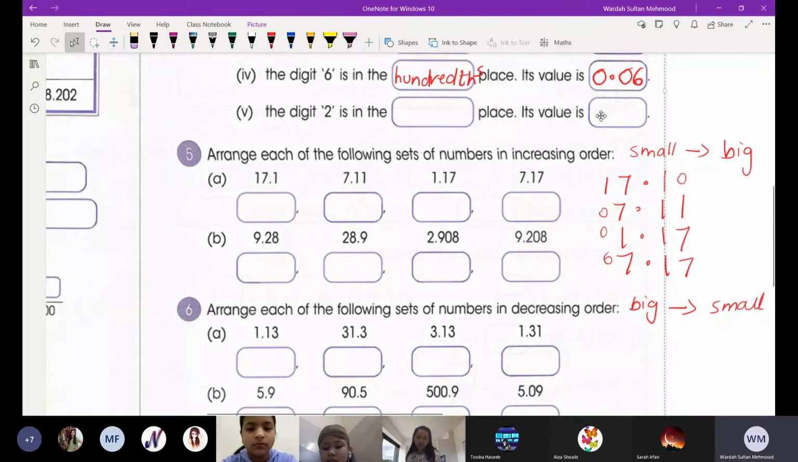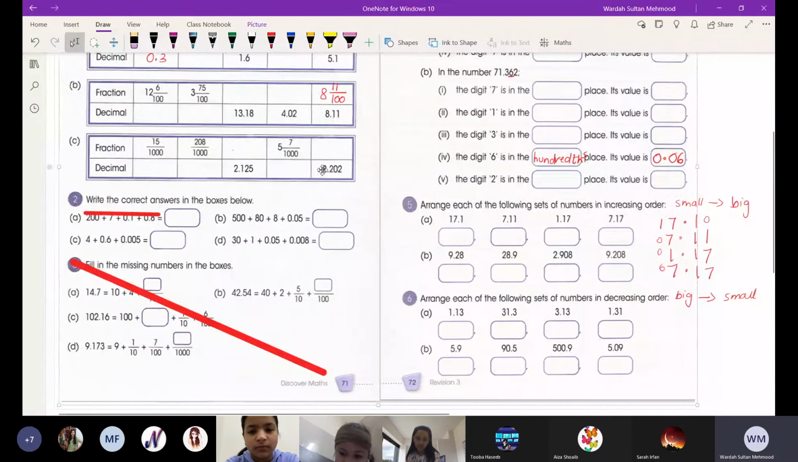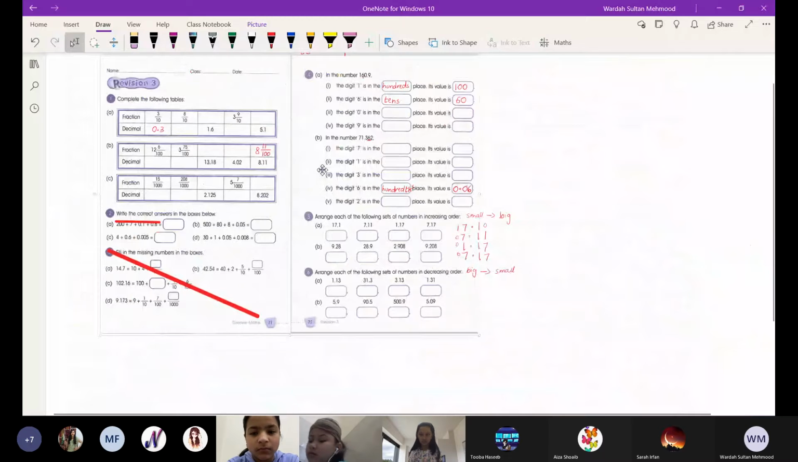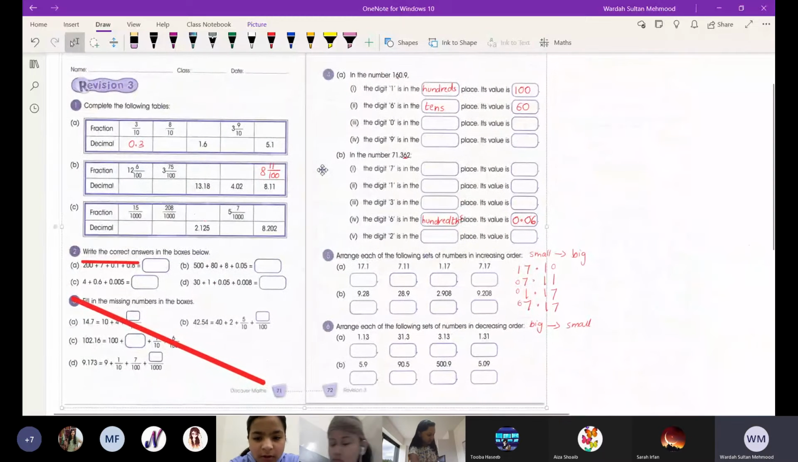That's it. You can do till here. Till question number 4 only. You don't have to do 5 for now. Start doing your work and just raise your hand once you're done.